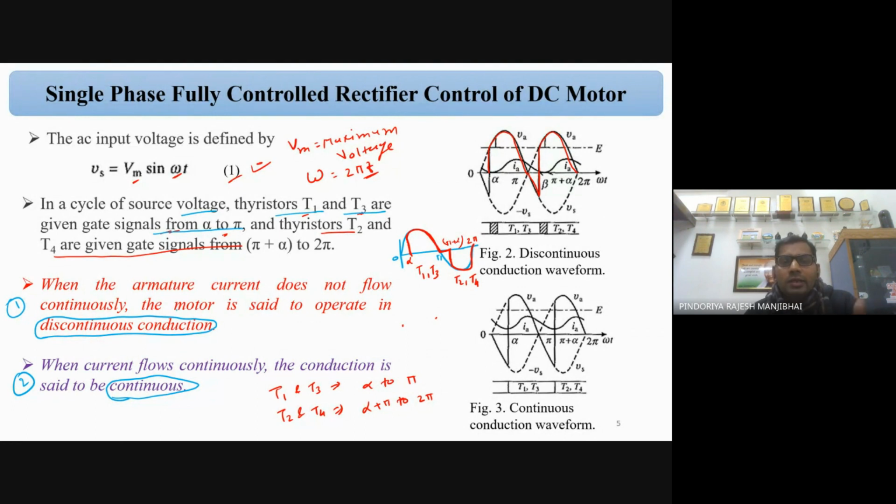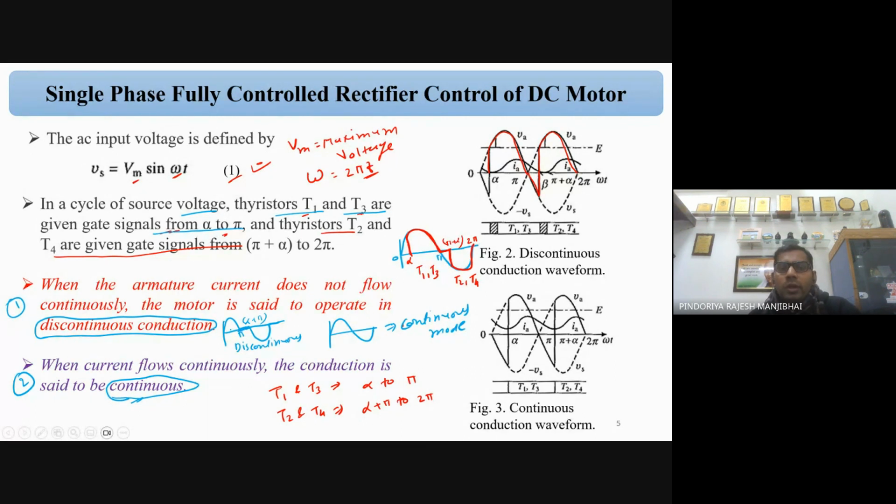And we can say continuous mode when current flows continuously, the conduction is said to be the continuous mode. Okay, so suppose your waveform is something like that, then we can say the continuous mode. Okay, and suppose your waveform is something like that, then we can say the discontinuous mode. So you can see from here to here, maybe this time period is pi and here is alpha plus pi. So in this time period the output is 0, correct? So we can say the discontinuous mode.